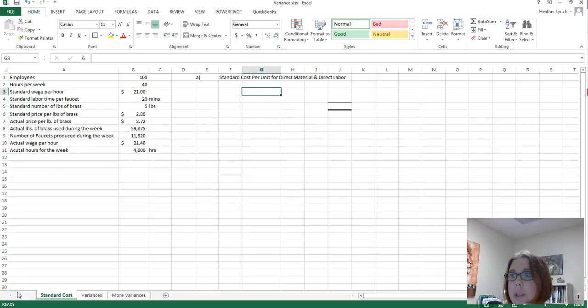Hi everybody, so this chapter that we're covering is all about variances. First we're going to go through a standard cost, figuring that out. We're going to go through a variance. I'll probably have to have 2 videos for this one.